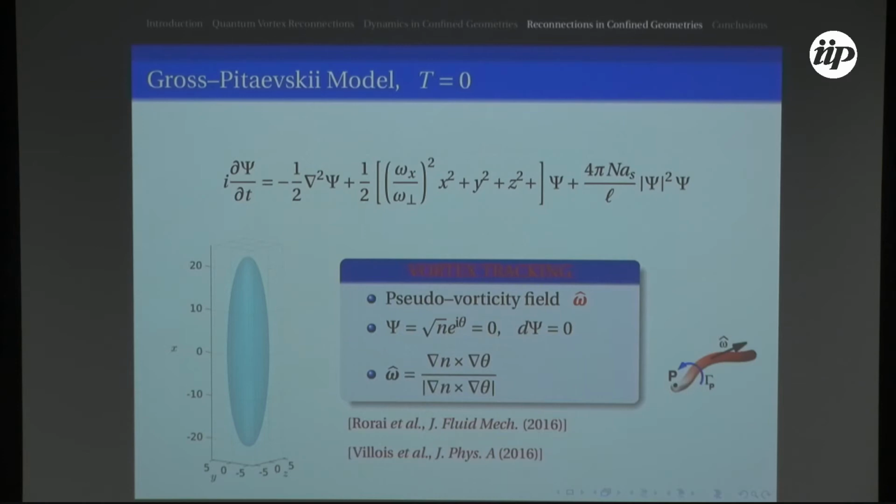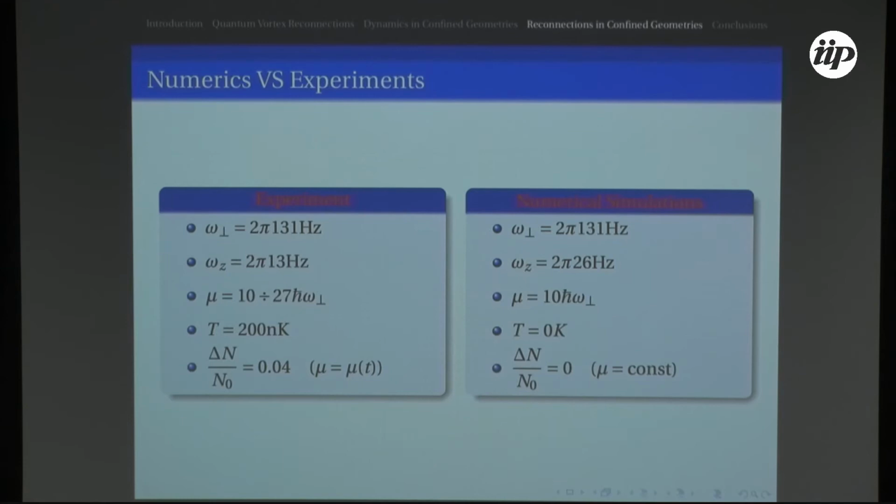These are the comparisons with the experiments. The biggest difference is that we have only an aspect ratio of 5, which is smaller because of computational constraints. And of course, we don't take out atoms at each step, so the number of atoms in our case is constant.